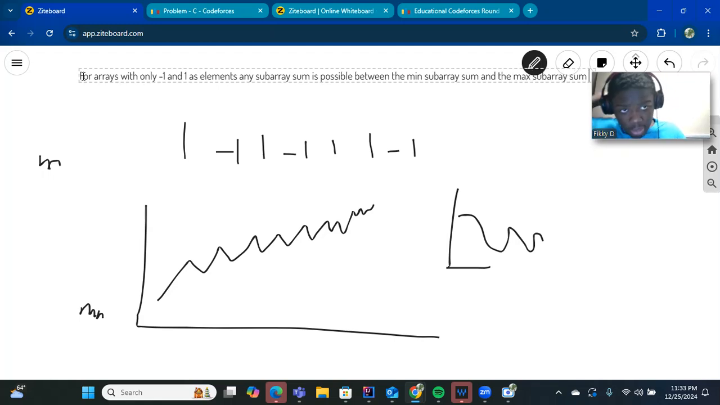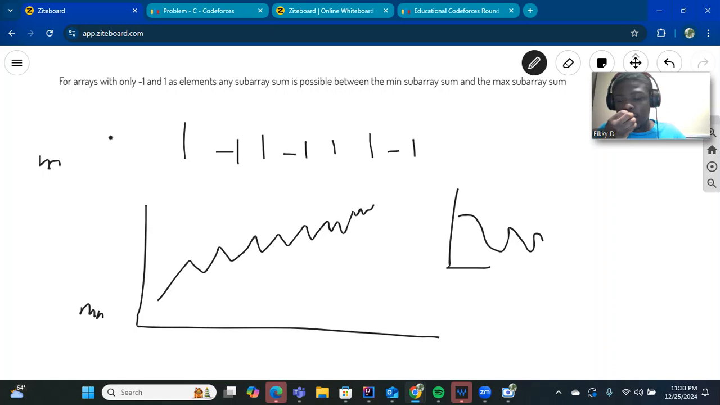What should be very obvious to prove this is that the prefix sums of this array are always going to be continuous. By continuous I mean continuous with respect to integers, not real numbers, like going from 1 to 2. So that's what I mean. It's always continuous, right?